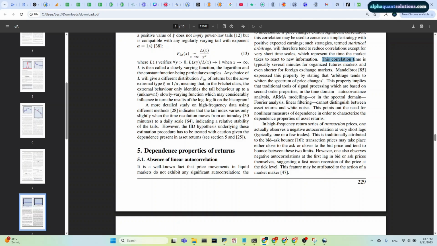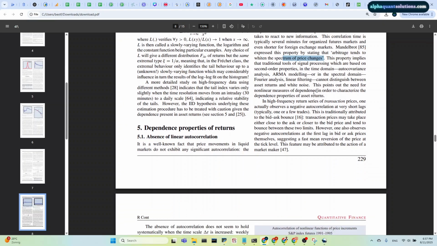Now, he also refers to Professor Mandelbrot, who also stated that this arbitrage tends to widen the spectrum of price changes. So basically, the mere effect of trading these correlations would remove them and replace all of this alpha by white noise. So it also states, as we mentioned, that this property implies that traditional tools are useless.